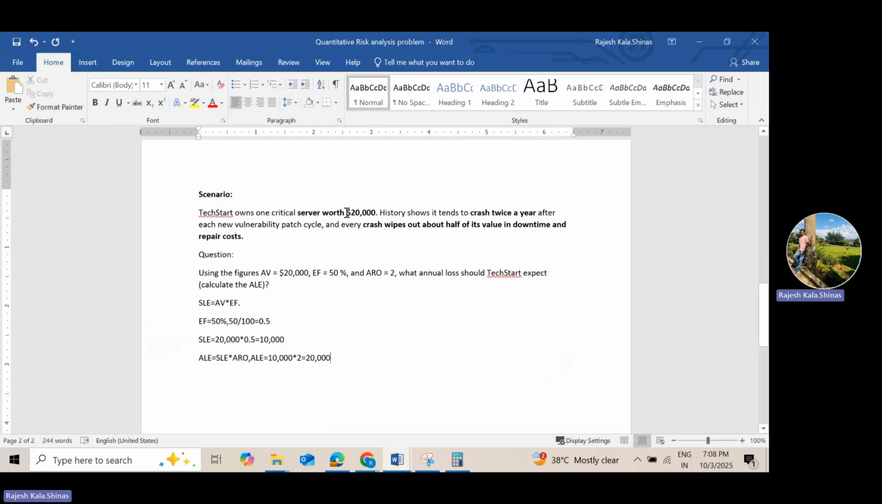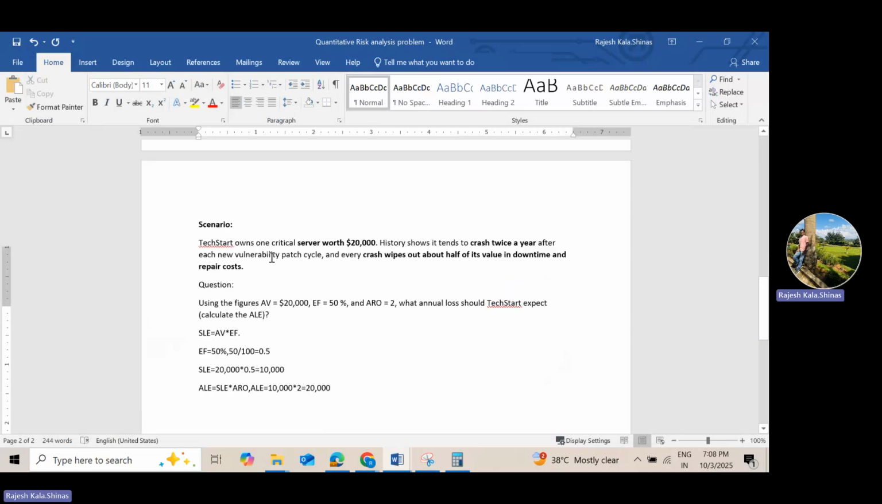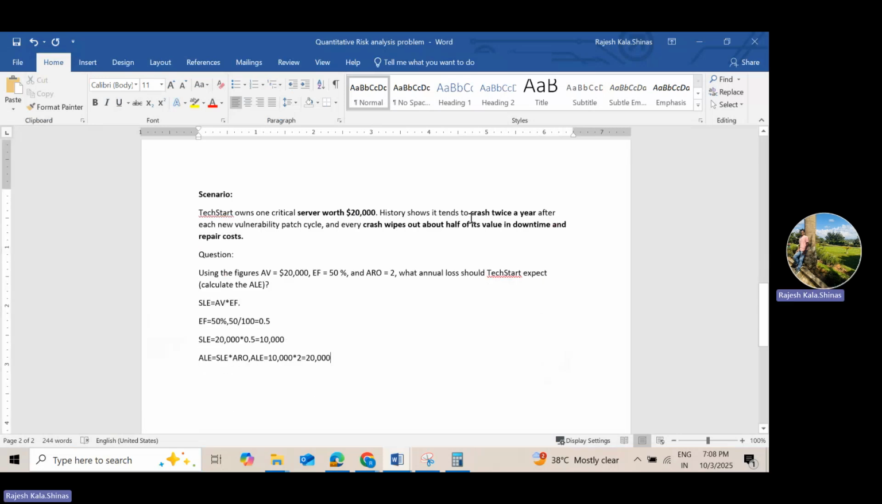So first you should know the worth of the server, that is asset value, AV. Then how many times it will crash in a year, so ARO is 2. Then after every crash, half of its value is lost, so EF equals 50%. If it is 75%, that means 75 by 100. Then what is the annual loss expectancy? For that we need to calculate SLE, because ALE equals SLE into ARO. And SLE equals AV into EF. Now ALE equals SLE into ARO. That's the problem. Hope you understood.